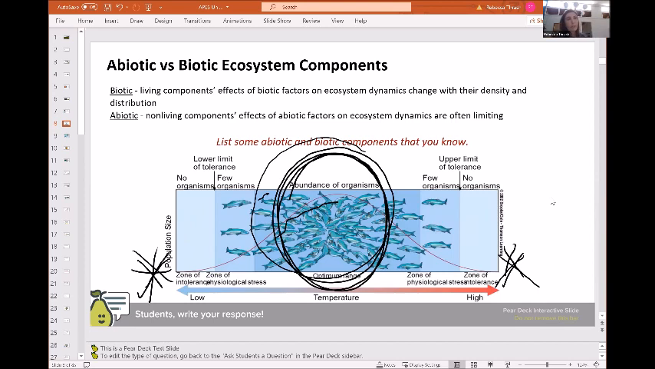So in environmental science, oftentimes when we talk about ecosystem change or human impacts, we're really talking about what we have done to the ecosystem to drive the factor into this zone of intolerance, and how the population responds.